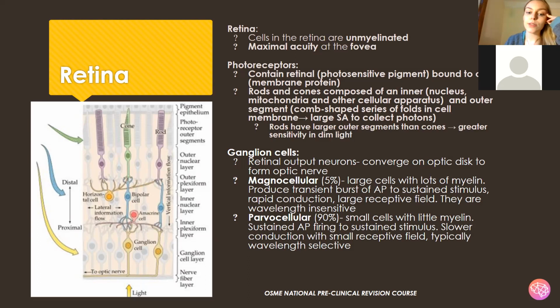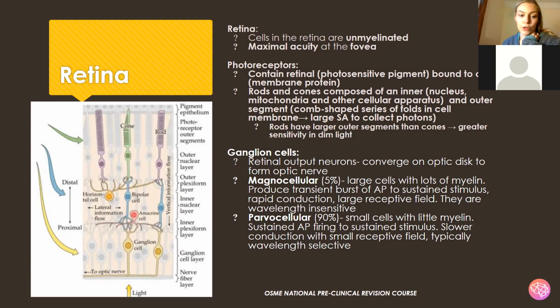Okay, so just think about how these differ now to our parvocellular cells, which take up 90% of the ganglion cells. These are smaller cells, they've got little myelin, and they sustain action potential firing in response to a sustained stimulus. However, this is slower conduction with a small receptive field, and these are typically wavelength sensitive.